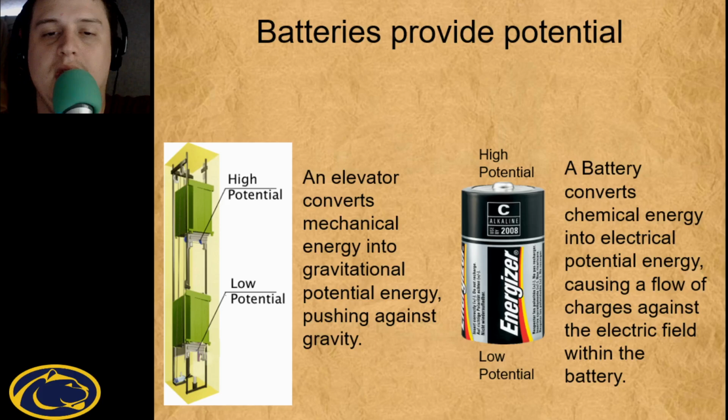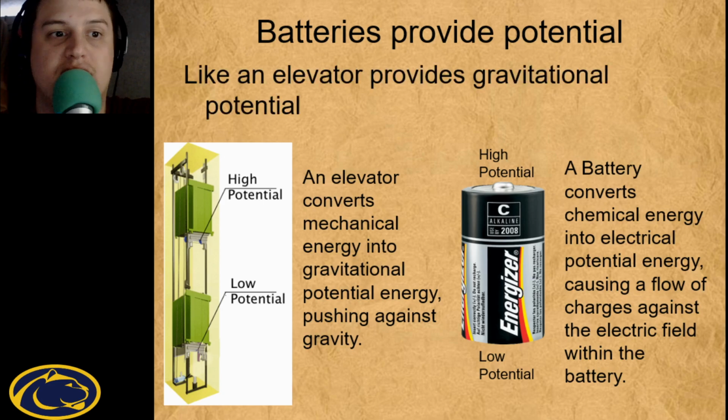Batteries provide potential. Potential what? Potential for electricity to flow, like an elevator provides gravitational potential. An elevator goes up or down, and it has more or less potential depending on where it's at. It converts mechanical energy into gravitational potential energy, pushing against gravity. What's that mechanical energy? That's the energy applied in the gears or pulley system, typically with a counterweight, and using electricity to move an elevator up or down is what allows it to change its potential energy.